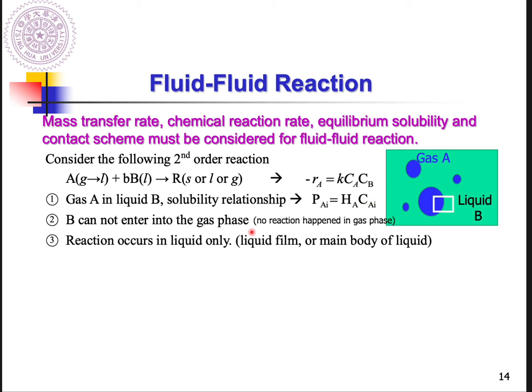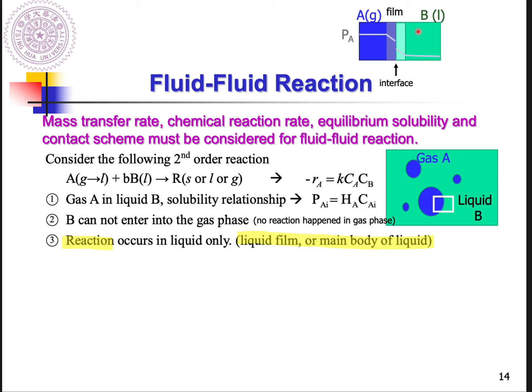The other most important thing is that liquid B is not going to enter the gas phase. So no reaction happens in the gas phase, including the gas film. All reactions only happen in the liquid phase, including the liquid film and the bulk liquid or liquid main body. So let's enlarge this region. You can find the gas A and liquid B, and in between, we have the film layer.